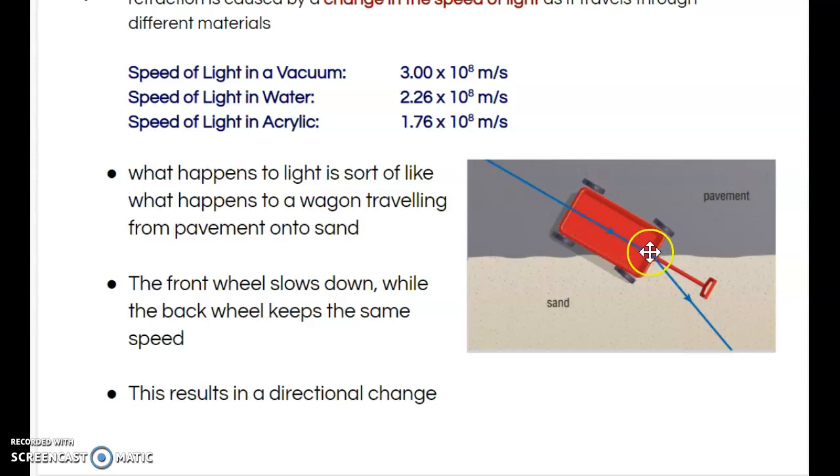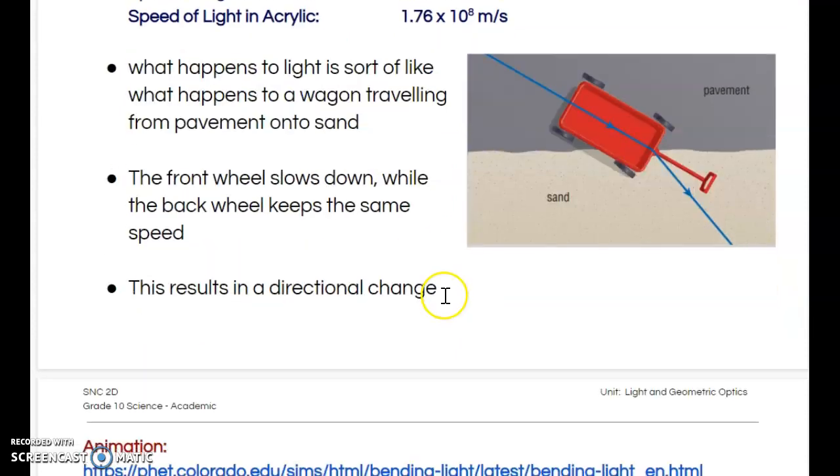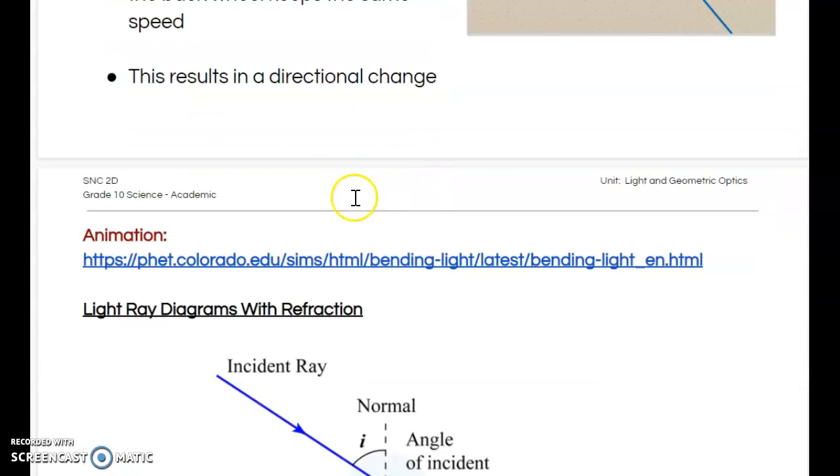Part of the light beam interacts with the other medium first, and slows down and bends, similar to the wagon. One, two, three wheels will continue traveling at the speed the wagon was going on the pavement, while the one wheel that's on the sand is now slowed down, and it's causing the wagon to bend away from that original trajectory through the sand. This is obviously resulting in a change in direction.